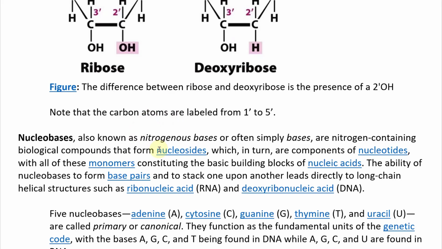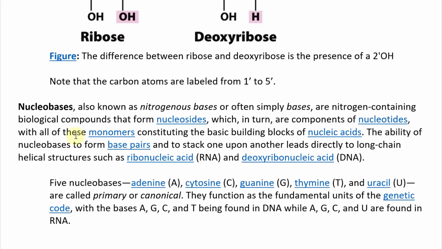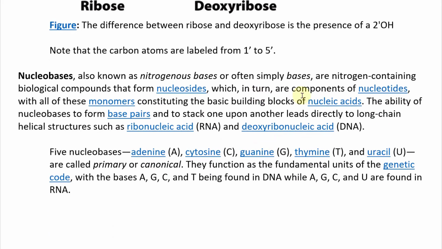So nucleobases, also known as nitrogenous bases, or often simply bases, are nitrogen-containing biological compounds that form nucleosides, which connect to a sugar, which in turn are components of nucleotides. Nucleotides have that extra phosphate, with all of these monomers constituting the basic building blocks of nucleic acid. And the ability of nucleobases to form base pairs and to stack upon one another leads directly to the long chain helical structures such as ribonucleic acid, RNA, and deoxyribonucleic acid, DNA.